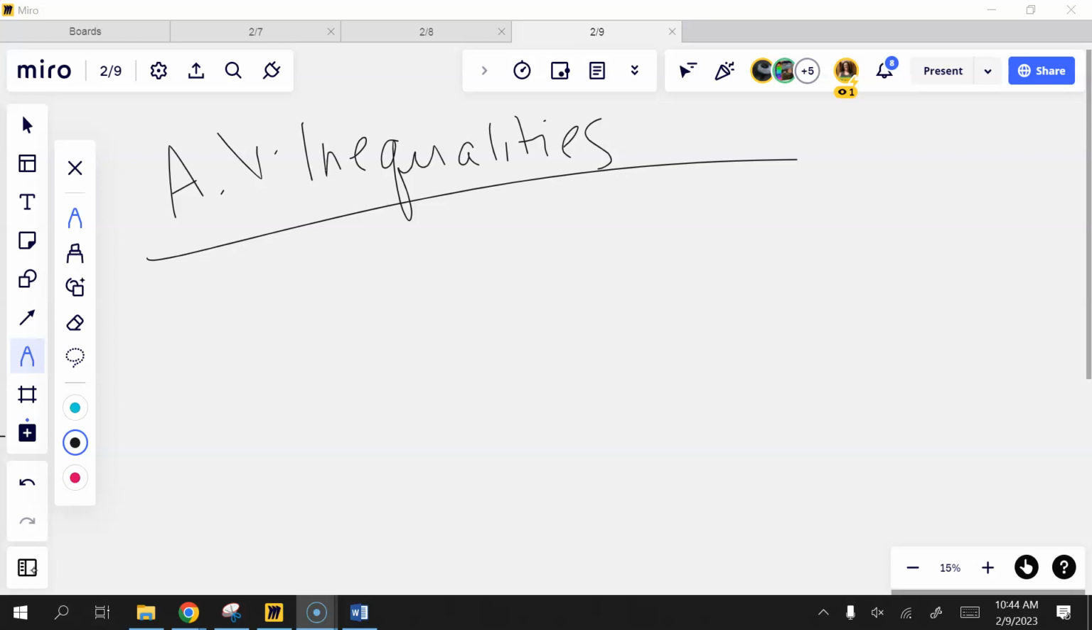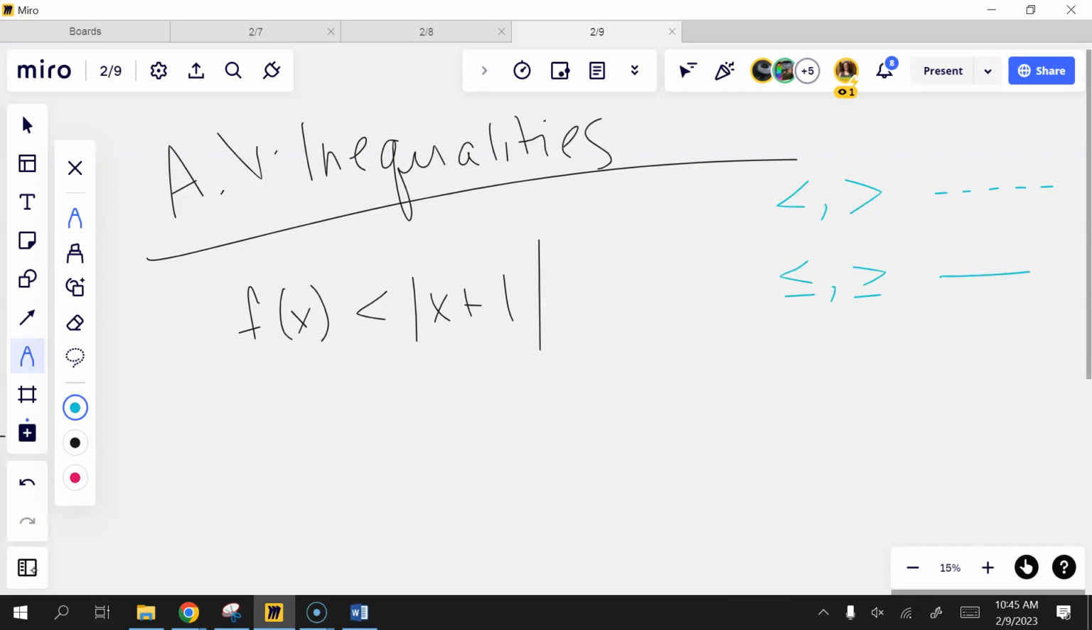All right. Inequalities. Here's all you need to know. We're going to graph the absolute value the same way as normal. Okay, so we're going to find the vertex. Let me tell you what you're going to do. If you have less than or greater than, you're going to use a dashed line. If you have less than or equal to or greater than or equal to, you're going to use a solid line.